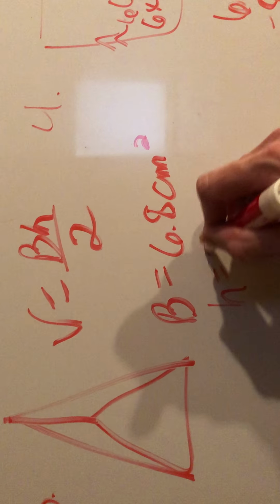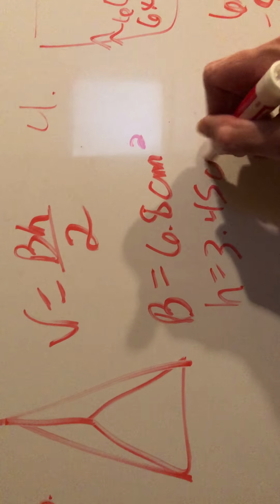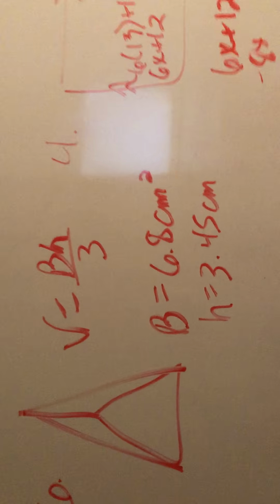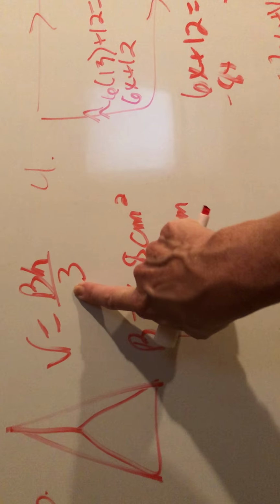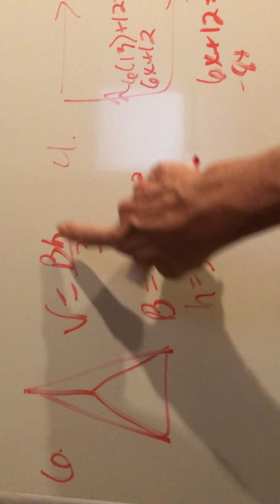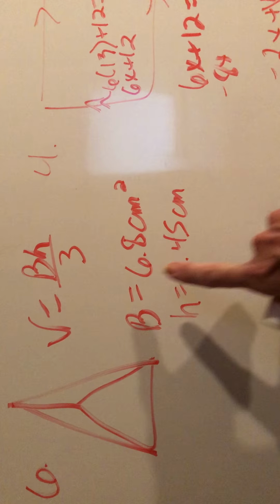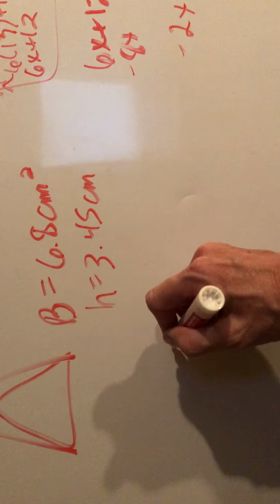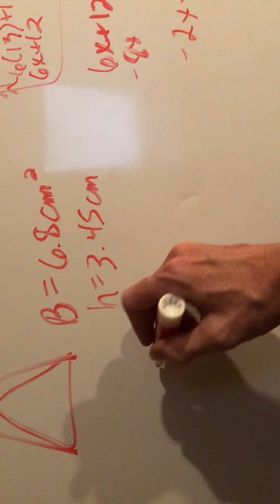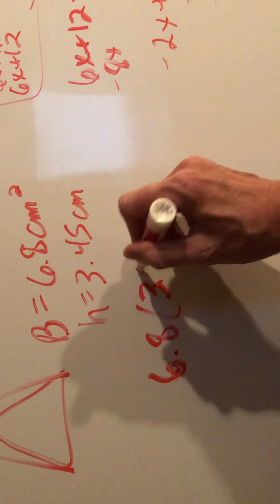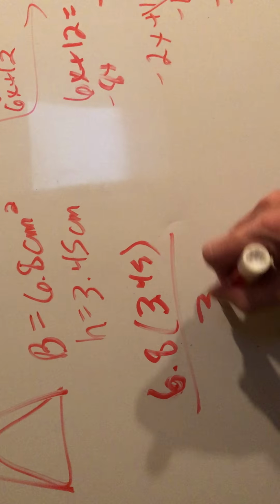And then your height is 3.45 centimeters. That's got to be divided by 3, guys. 3.45 centimeters, okay? And again, I messed up on the first volume. The volume is area of the base times the height divided by 3. They give you the area of the base. They give you big B. They give you H. So you just do 6.8 times 3.45, and divide by 3.